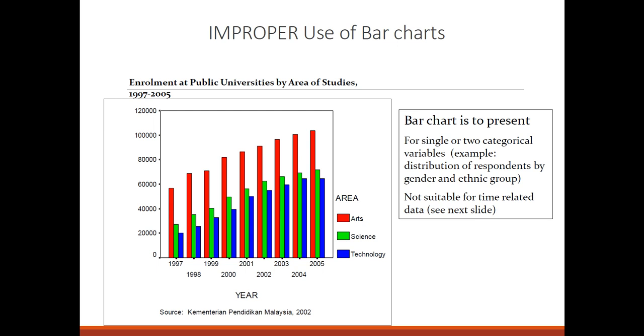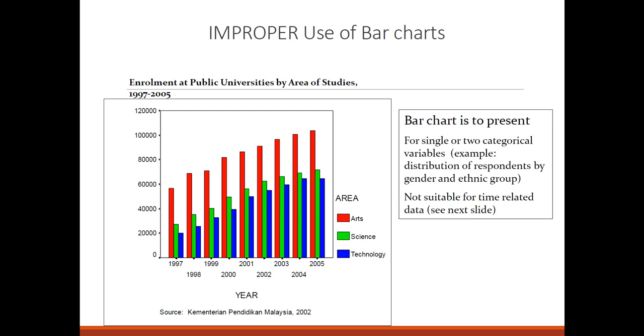This one is the improper use of a bar chart. There are certain things that are not correct. For example, you want to show the trend, here you have 1997 to 2005. If you have time as one of your variables, then a bar chart is not appropriate. You cannot use a bar chart for continuous items. This is very wrong, but you see a lot of this in reporting.